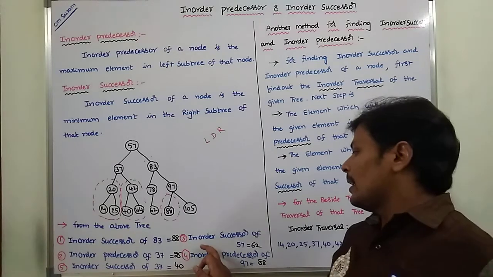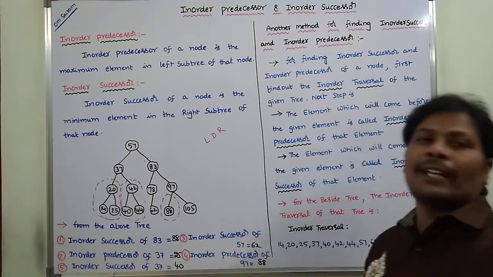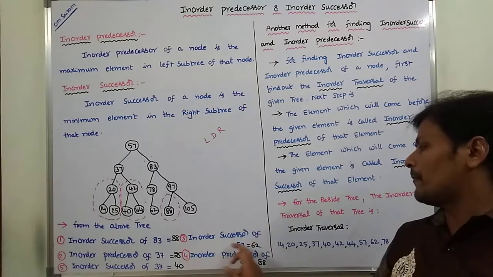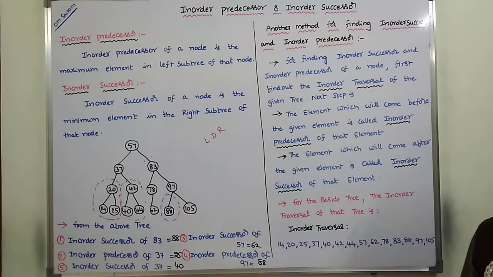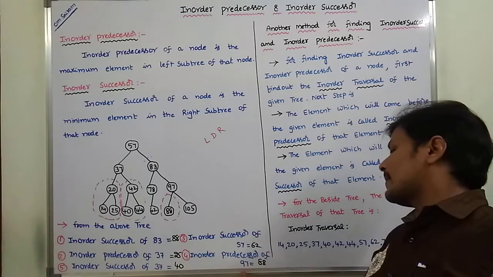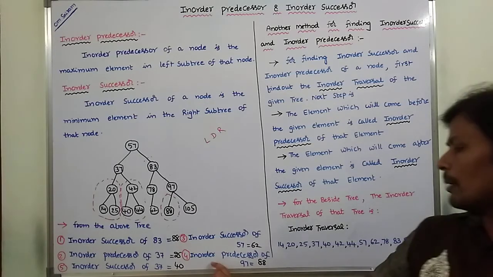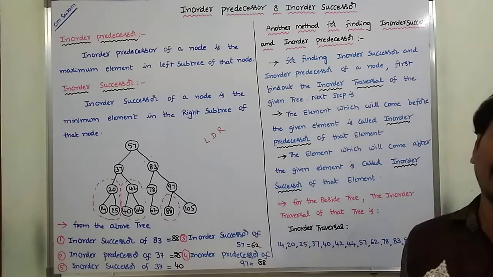Next, third one, inorder successor of 57. Inorder successor of 57 is one step forward, that is 62. Next one, inorder predecessor of 97. Inorder predecessor means one step backward, that is 88. So the inorder predecessor of 97 is 88.